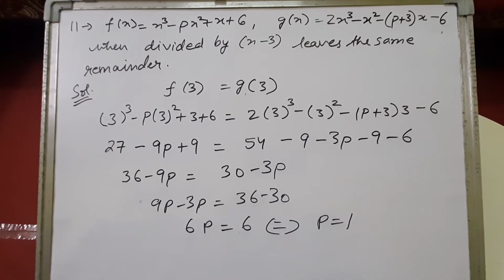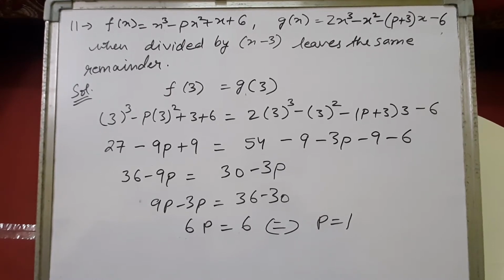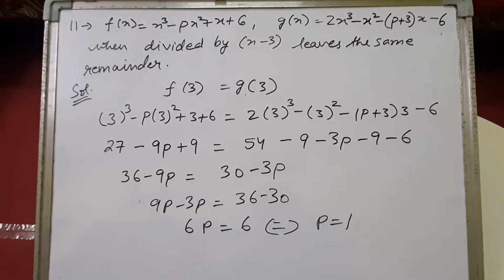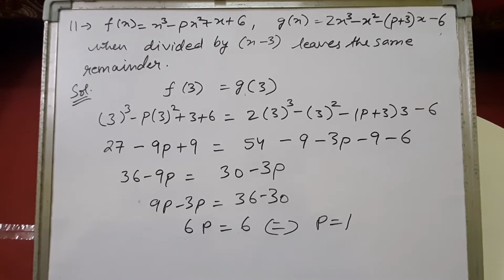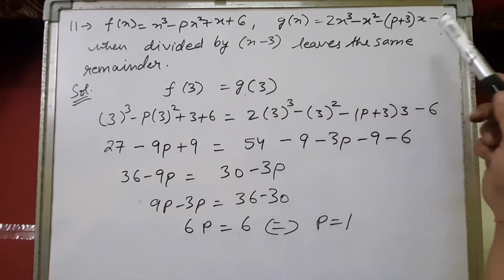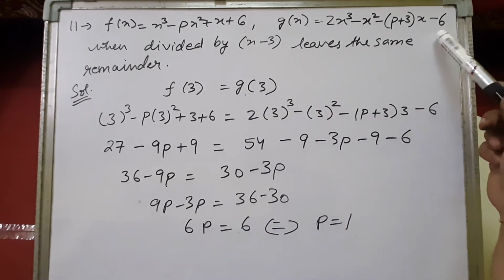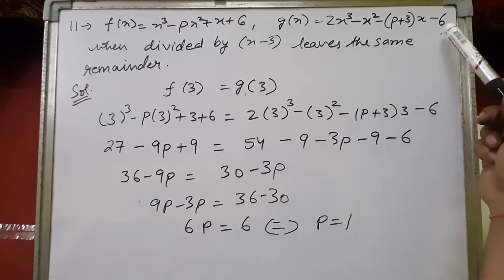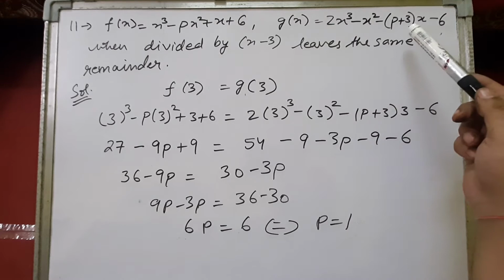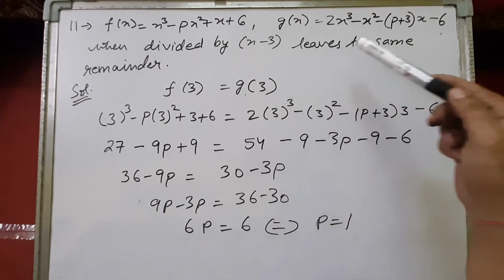Okay, children, let's see the next sum. In this sum, it is given that when divided by x minus 3, the polynomials x cube minus px square plus x plus 6 and 2x cube minus x square minus (p plus 3) into x minus 6 leave the same remainder. Find the value of p. That means if we assume that f(x) equals x cube minus px square plus x plus 6 and g(x) equals 2x cube minus x square minus (px plus 3x) minus 6, both the expressions f(x) and g(x), when divided by x minus 3, leave the same remainder.